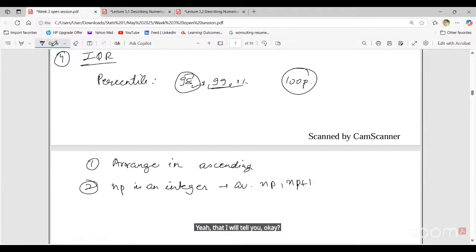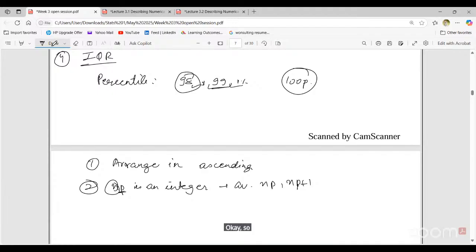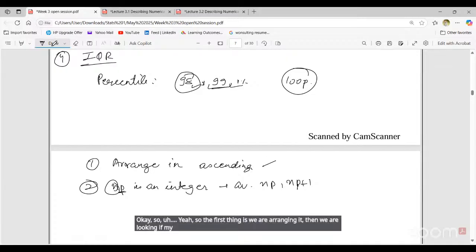Okay, so P is basically the percentile thing and N is the number of samples. We will do an example, then you will be clear. The first thing is we arrange the data, then we look at whether my NP is an integer or not. If NP is an integer, then we take the average value of these.